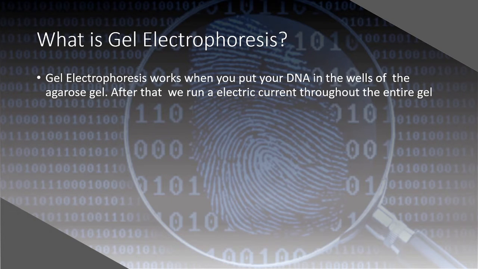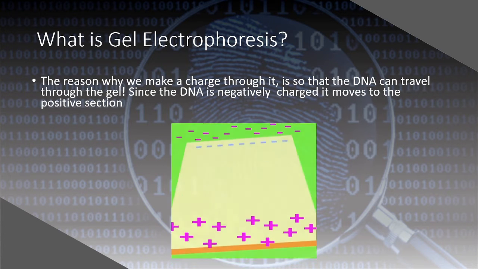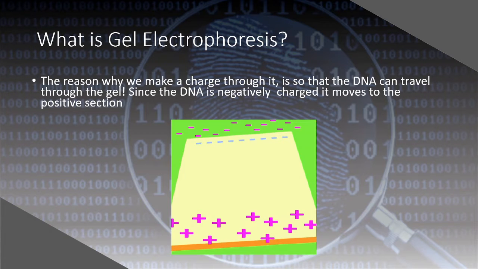Gel electrophoresis works when you put your DNA in the wells of an agarose gel, a gel that looks a lot like jello, but we do not eat it. After that, we run an electric current throughout the entire gel. Why is that? Well, that's because that DNA can actually go through the gel. Since the DNA is negatively charged, it moves to the positive section. And so, the reason why it goes to the positive section is because, as we all know, opposite charges attract, whereas like charges repel.